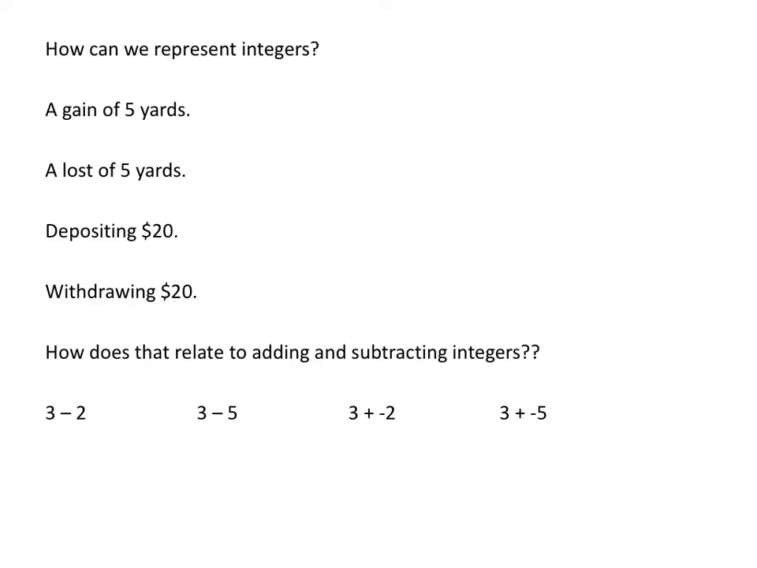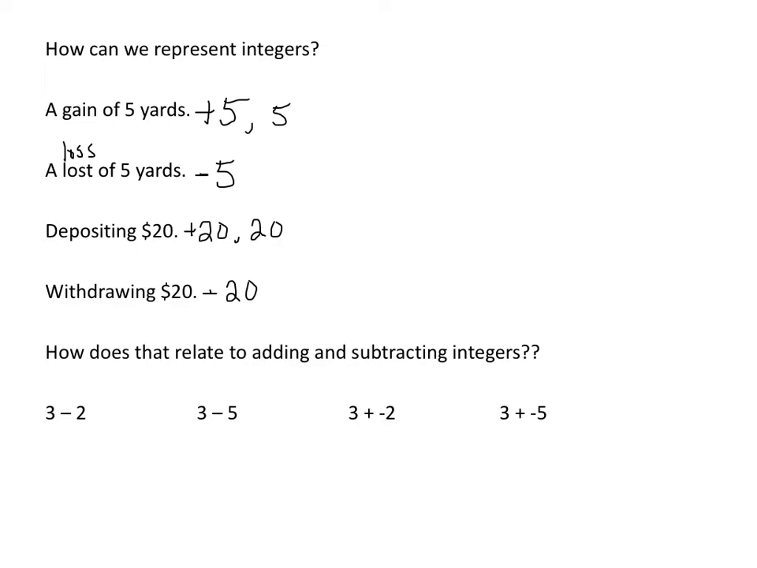So for example, a gain of 5 yards is the same thing as either writing a plus 5 or just 5. A loss of 5 yards would be equivalent to writing a negative 5. Depositing means you're putting money in, so that would be a plus 20 or just 20. And withdrawing 20 means you're taking it out, so it would be negative 20. So how does that relate to adding and subtracting integers?